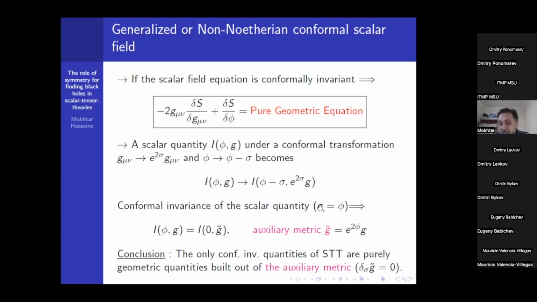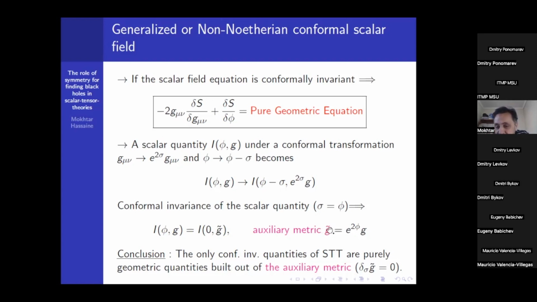In particular, for sigma equal phi, we can see that any conformal quantity can be described in terms of this auxiliary metric. This means that if you have a scalar quantity that is conformally invariant, you must be able to write it as something that depends only on this auxiliary metric. And this is very simple to understand because of the form of the auxiliary metric.